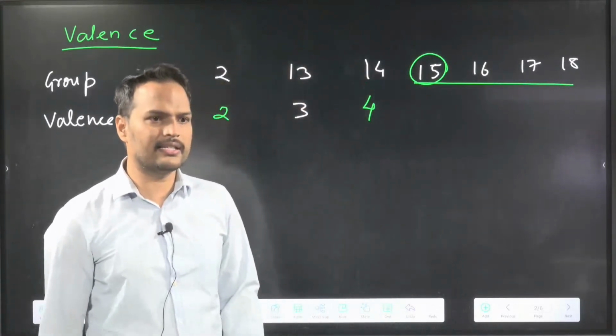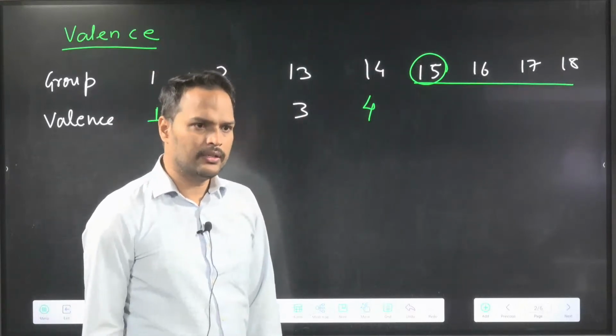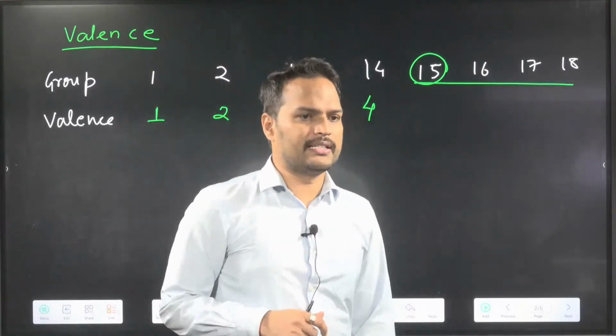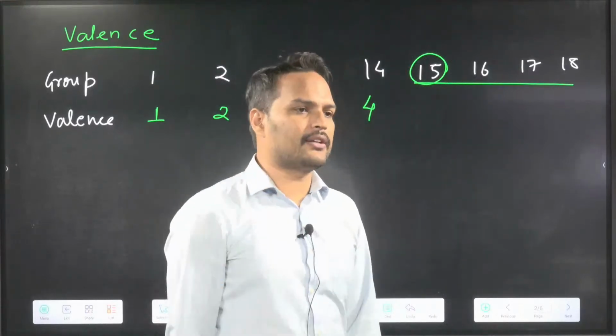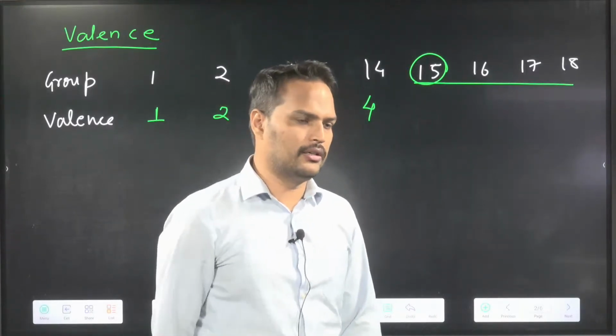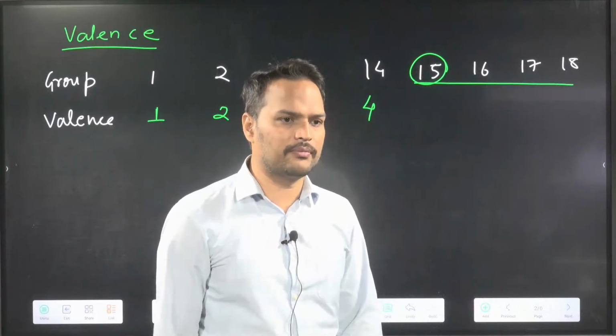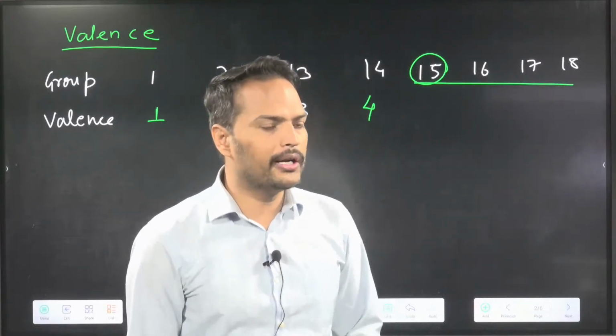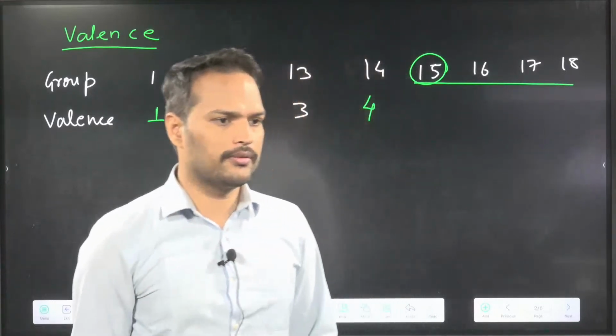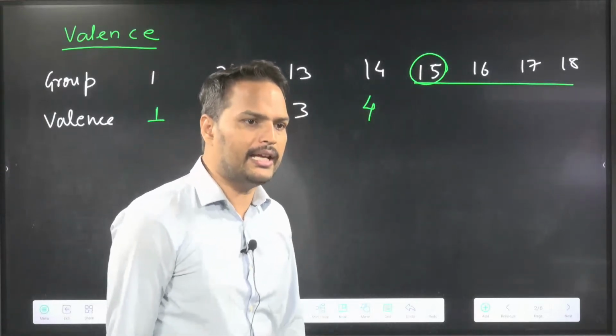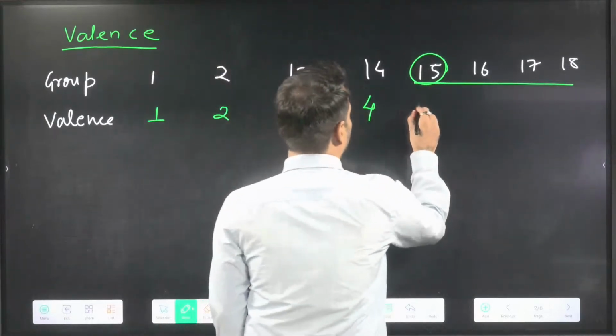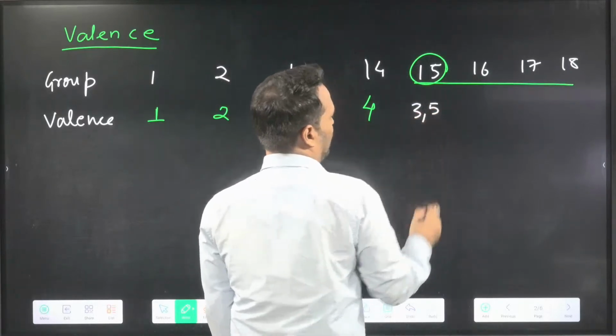How many valence electrons in 15? 5. So there are two possibilities now. Either I give 5 electrons, that is, I will get a noble gas configuration, or I gain 3 electrons. So they have written 2 things, 3 also and 5 also.